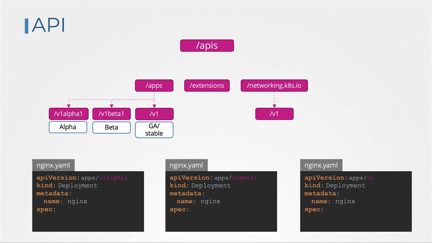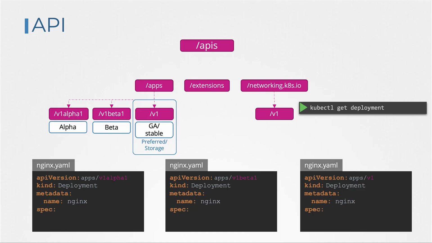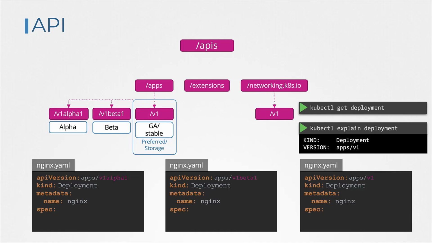But even though there are multiple versions supported at the same time, only one can be the preferred or storage version. So what is a preferred version? Now, when you have multiple versions enabled and you run the kubectl get deployment command, which version is the command going to query? That's defined by the preferred version. In this case, if v1 is set to the preferred version, then that is the version it will query.